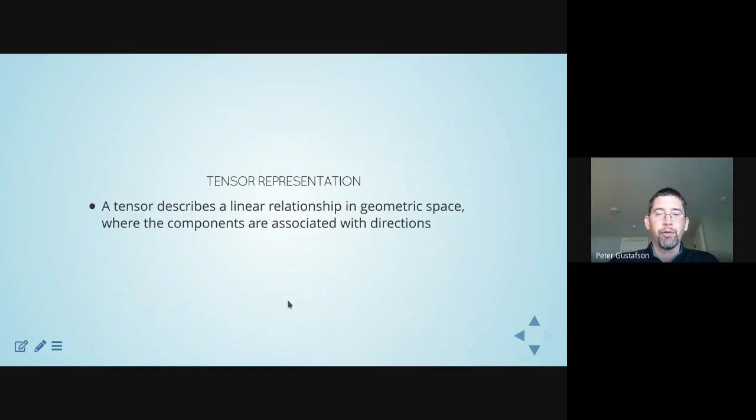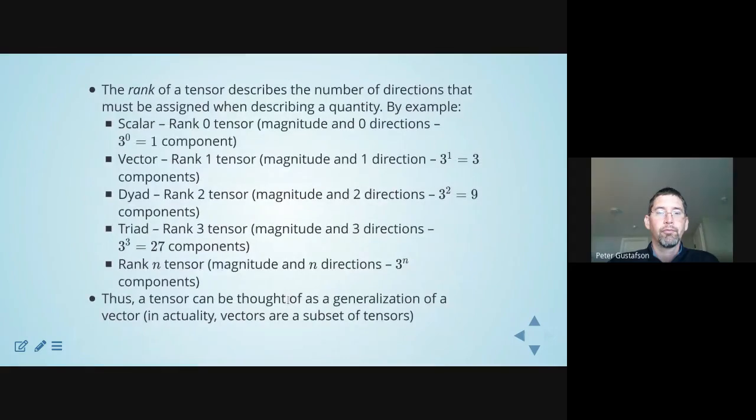When we talk about tensors more generally, we need to now think in higher dimensions. So in this example, we actually needed two directions in order to define what component we're talking about. We had an XX, two directions. We had an XY. So this is what we would call a second rank tensor. Stress is a second rank tensor. So if you hear me say the word rank, the rank of a tensor describes the number of directions that must be assigned when describing that quantity.